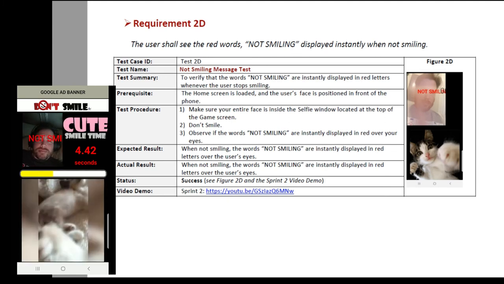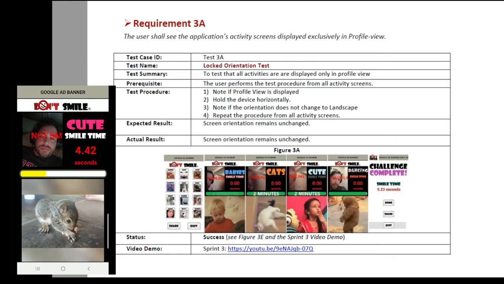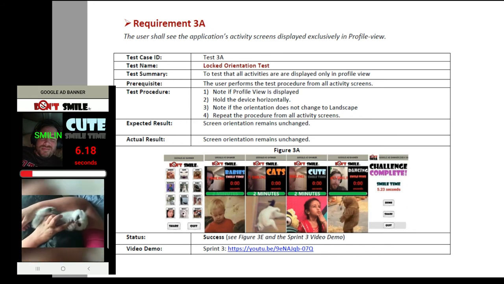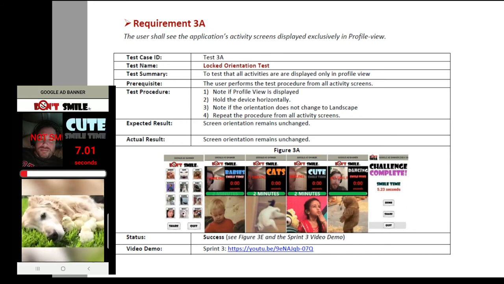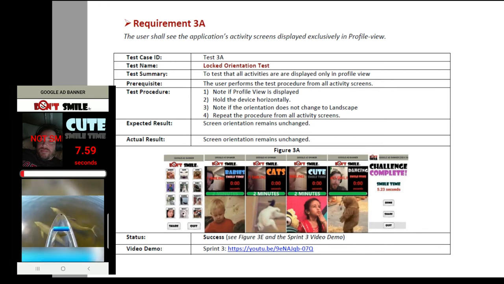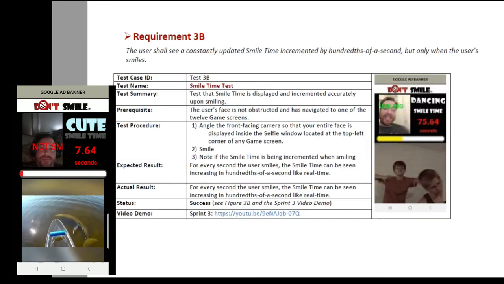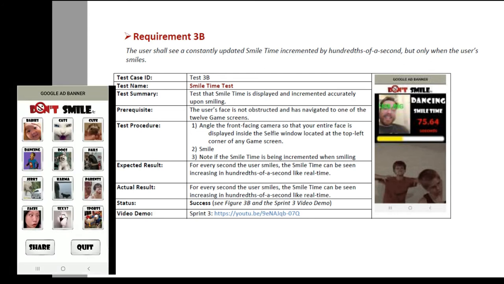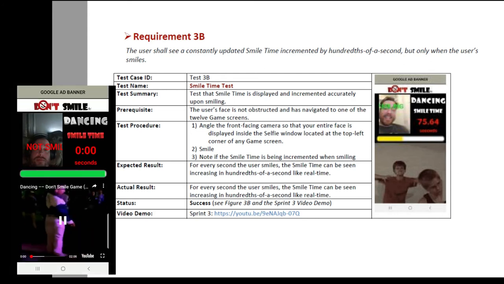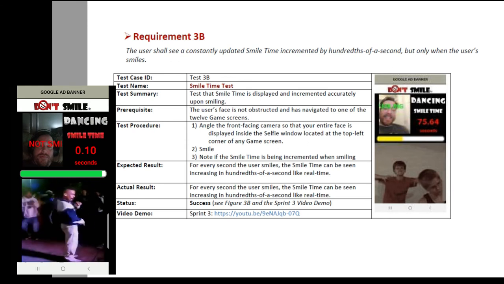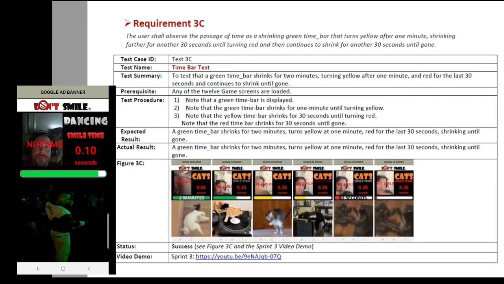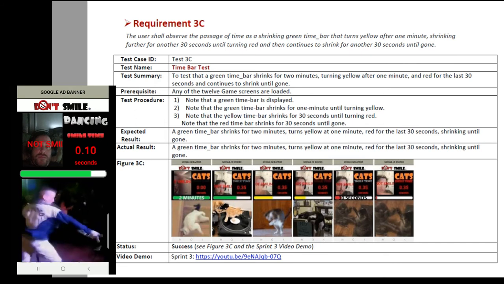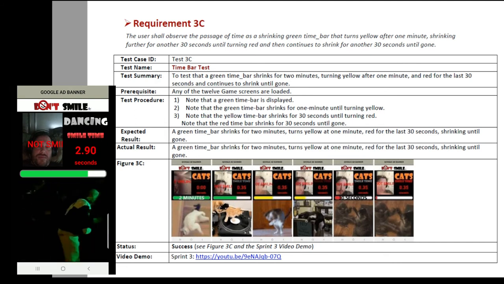So the concept is, at the bottom of the screen, we have videos of animals or people being funny. Different people find different things funny, so I had 12 categories of animals and people that people might find amusing. If you smile, it starts calculating your smile time. And so I have a time bar. I didn't want too many numbers on the screen, so the time bar shrinks instead of showing a number.